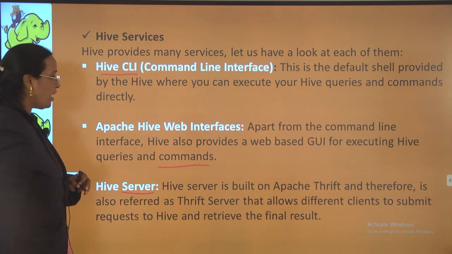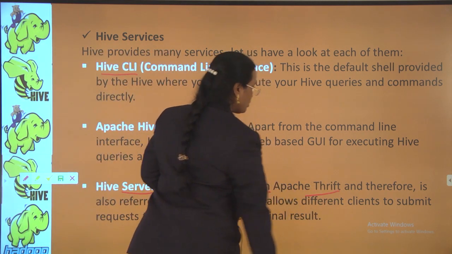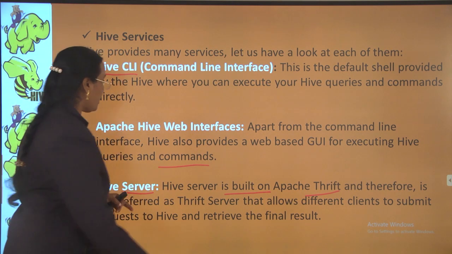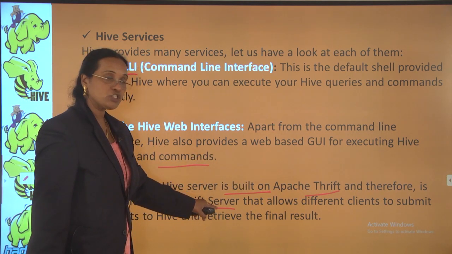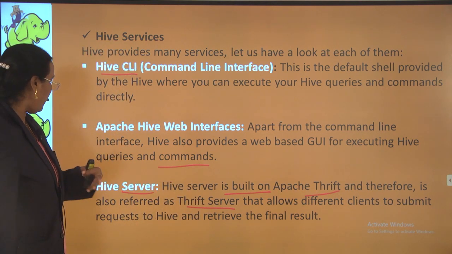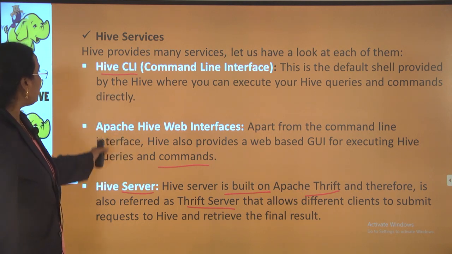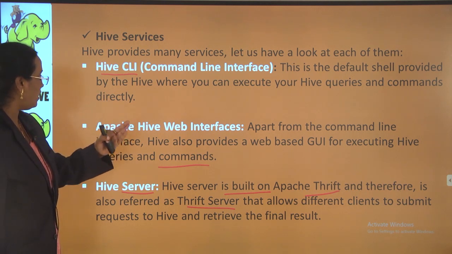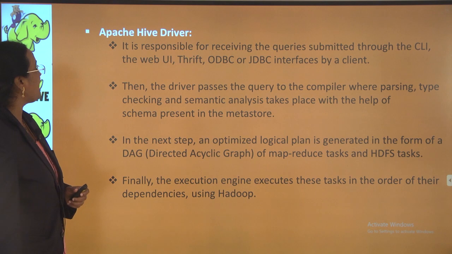The next service is the Hive server. What is a Hive server? Hive server is built on Apache Thrift, and therefore it is also referred to as a Thrift server. Since Hive server is built on Apache Thrift, it is called a Thrift server also, and that allows different clients to submit requests to Hive and retrieve the final results. So these are the 3 important services of Hive: the Hive command line interface, the web interface and the Hive server. We have drivers also here, Apache Hive drivers.